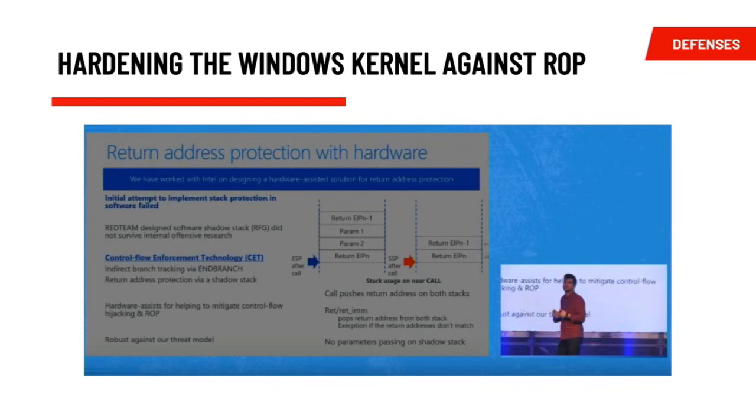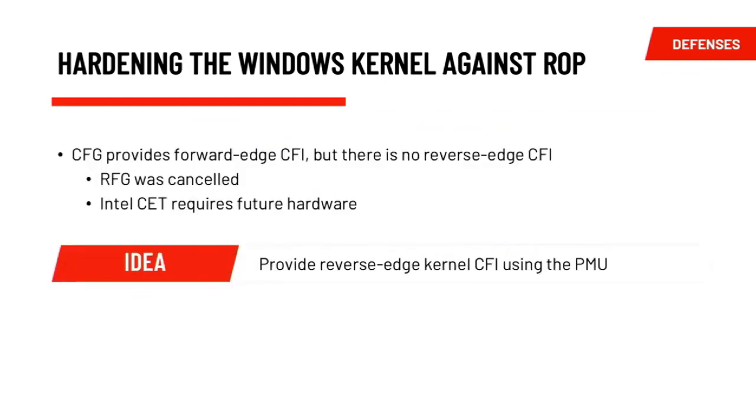So earlier we mentioned that the Windows kernel has a gap in coverage against rear flow control hijacks, ROP attacks. Microsoft canceled Return Flow Guard, and their current plan to defend against ROP requires Intel Control-flow Enforcement Technology, or CET, which to our knowledge doesn't exist on any production processor today. When it is released, it will only benefit systems running those processors, which is great for the future, but it doesn't help anybody today. So here we propose a PMU-based protection system.